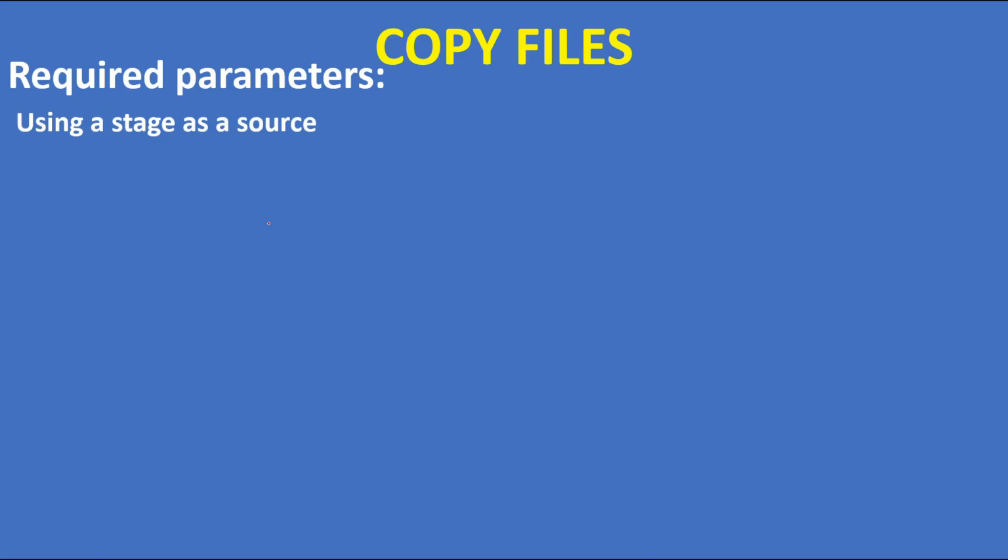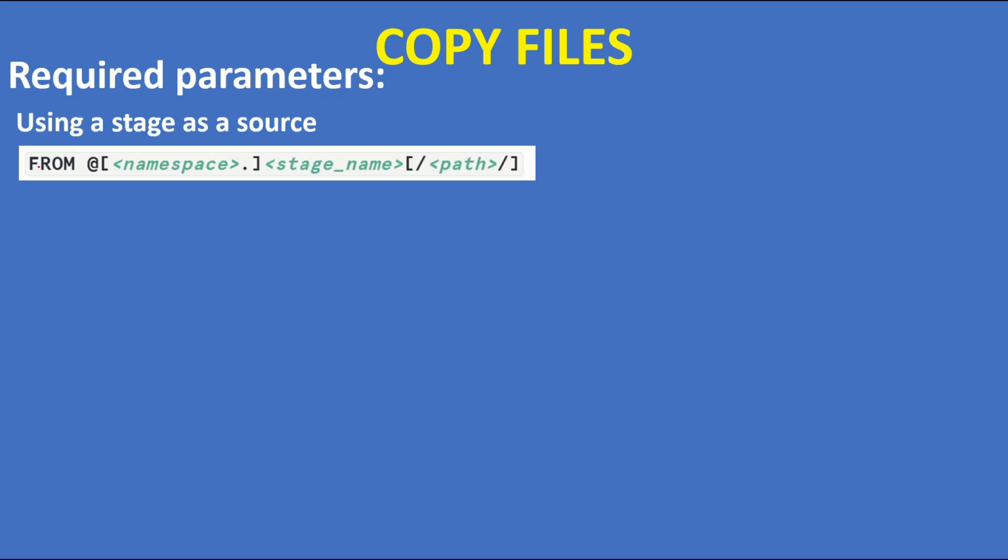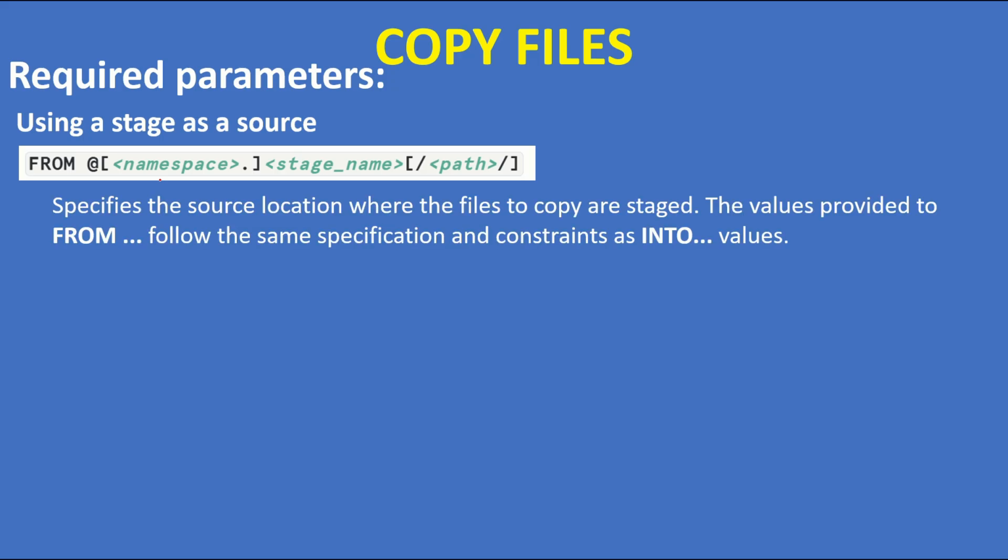Using a stage as a source: here is the FROM clause. Here we have to use the namespace, stage name, and path. It specifies the source location, I mean where your files are present. The values provided to FROM follow the same specification and constraints as the INTO values. So whatever we follow for the INTO clause, the same we have to follow here.